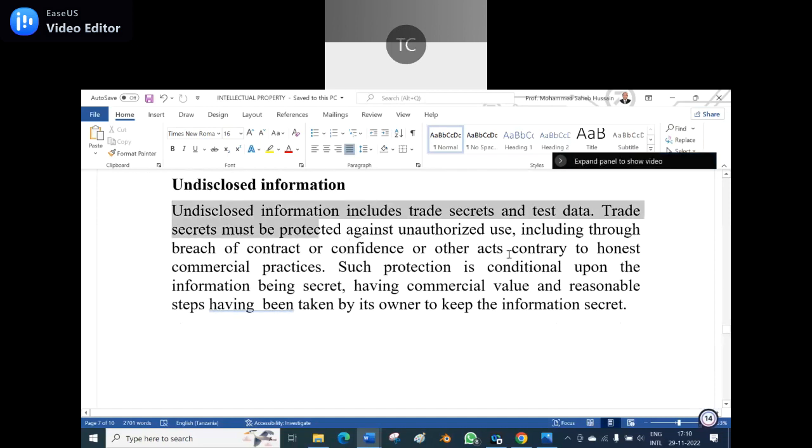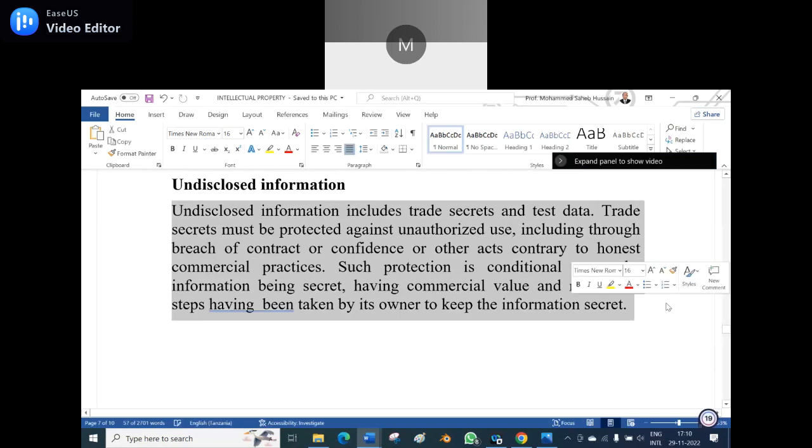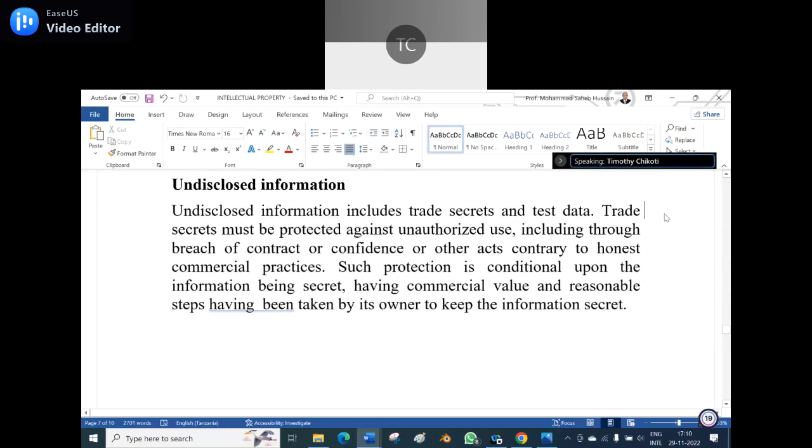Can you read this paragraph which I highlighted here? Undisclosed information includes trade secrets and test data.